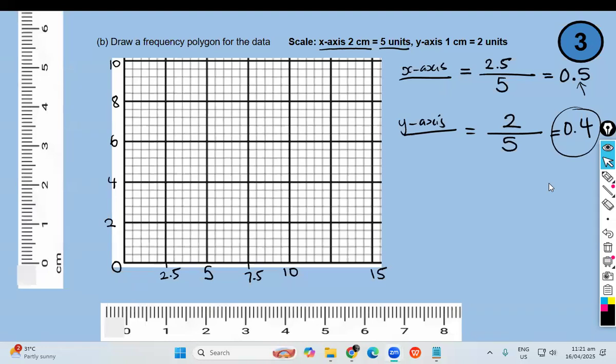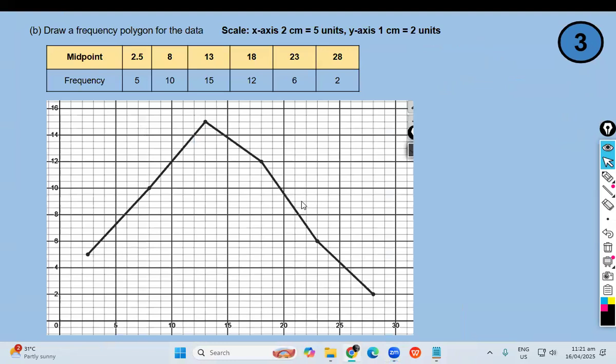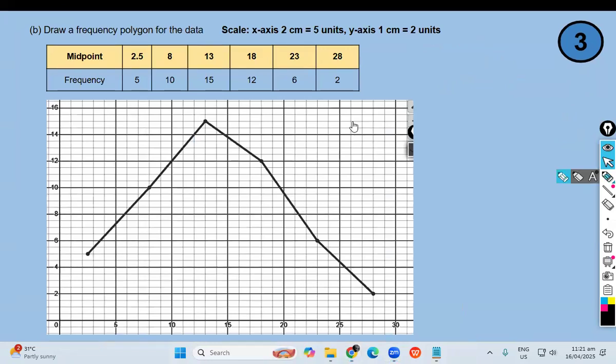Great. So people are saying, yes, let's move on. Now, to me, the frequency polygon is the easiest. The midpoint goes on the x-axis and the frequency goes on the y-axis. All you have to do is plot the points. You don't even have to draw any bars or anything like that.